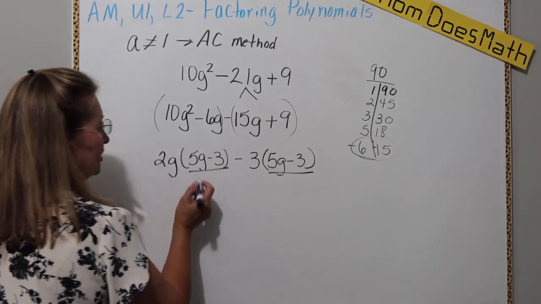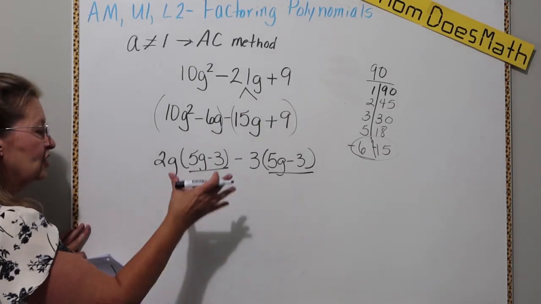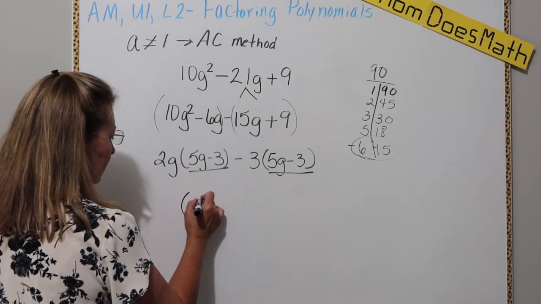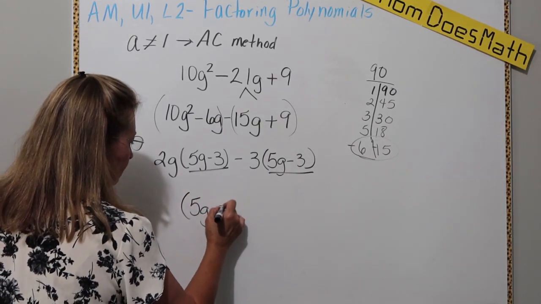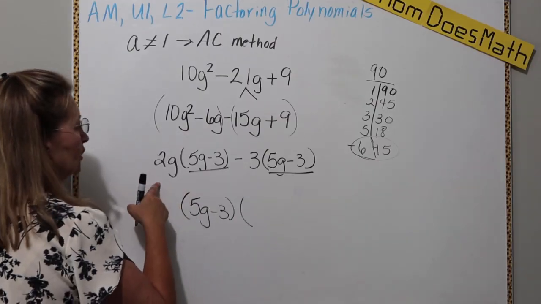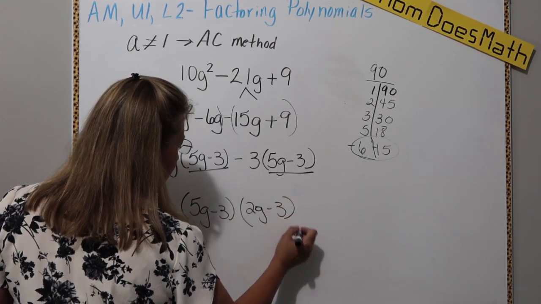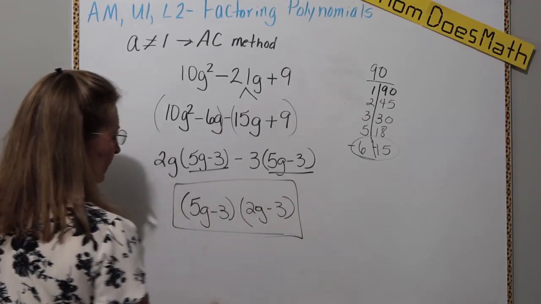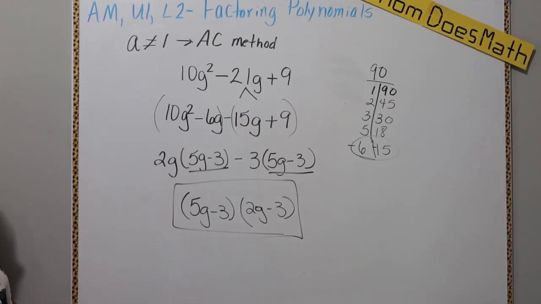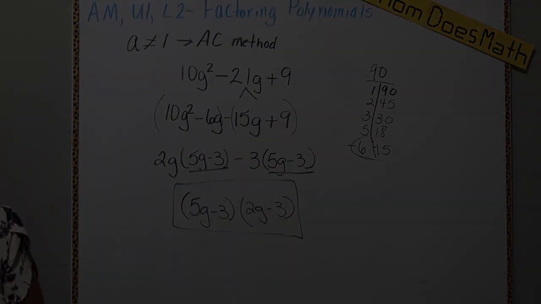Once again, the magic happened. Those two match, so they become my greatest common factor. Okay? Now I have 2g minus 3 left over. And you can FOIL that back together. Make sure you get your original, and that way you'll know you're correct.